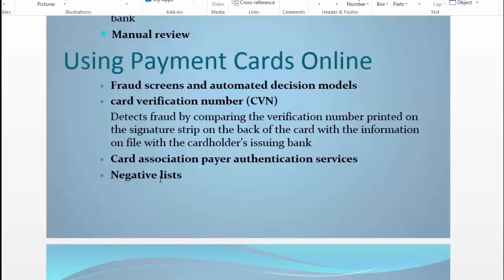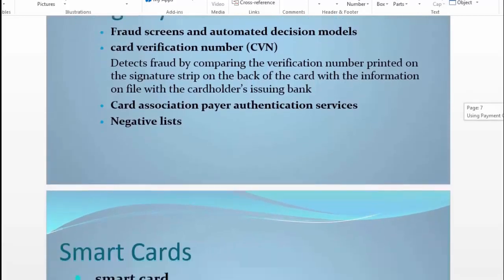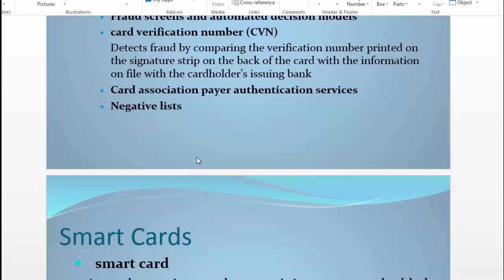Card association payer authentication services, and then you have negative lists. There are many associations and services that offer authentication, and they are present at different points across the world where payments are occurring. They make sure that the card is authentic and no fraud is taking place. Then you have the negative lists, in which the cardholder's name is listed, and it protects the purchase, the customer, the other customers, as well as the shop itself from any kind of potential fraud that can take place if the person's name is on the negative list.